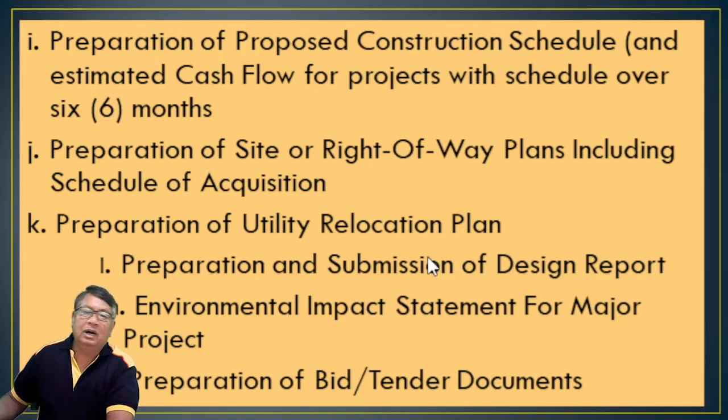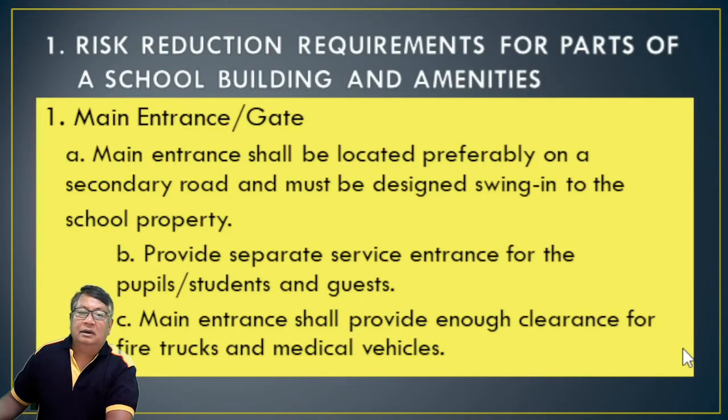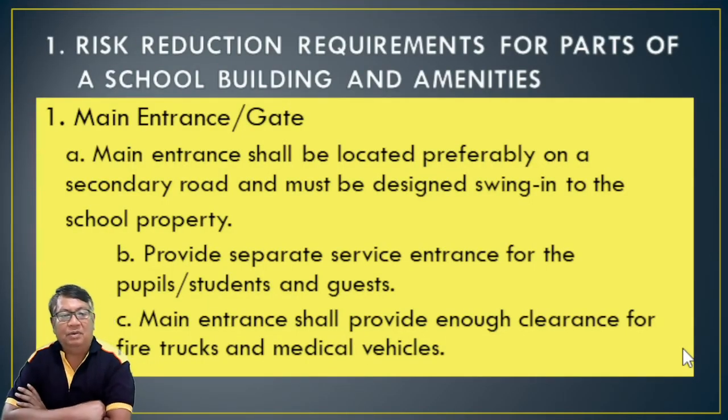If you have to relocate anybody, or even structures, then you have to plan for it. Preparation and submission of design report, environmental impact, okay, approval of the ECC and the statement for major projects, preparation of bid or tender documents. Okay. So we have number one. One of the important things that you're going to do is risk reduction requirements. As we said, if we cannot eliminate, then try to minimize or reduce, for parts of a school building and amenities.